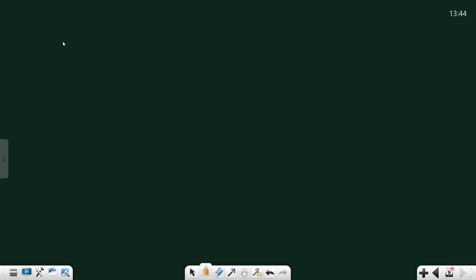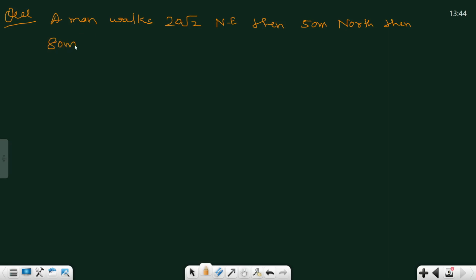This is the last question based on the directions. A man walks 20 root 2 northeast, then 50 meter north, then 80 meter 53 degree south of west. Find displacement vector and distance.